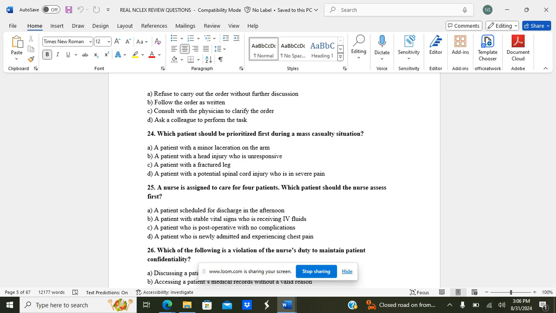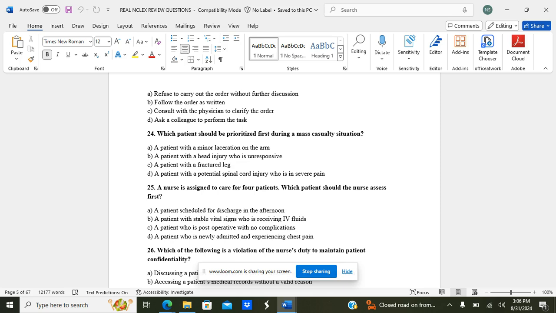You're not going to die. D, a patient with a potential spinal cord injury who is in severe pain. Make sure you get this keyword: severe pain. That means that is the best choice ever, because remember, when the patient is in very severe pain, the patient can die. The patient can be dead. Therefore, that's the best choice.